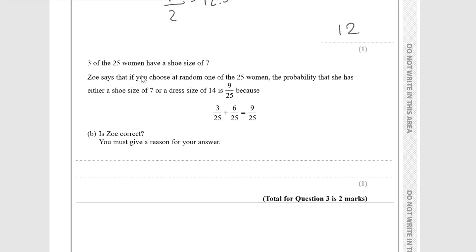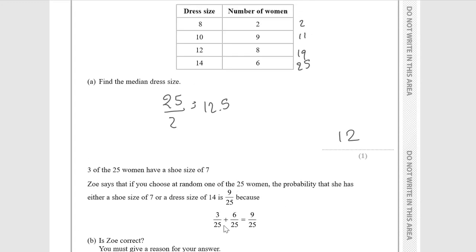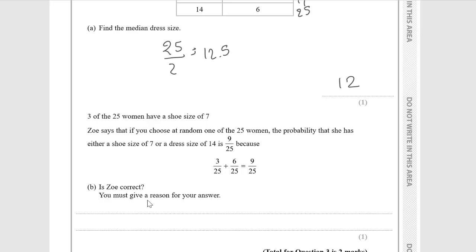Then it says 3 of the 25 women have a shoe size of 7. Zoe says that if you choose at random one of the 25 women, the probability that she has either a shoe size 7 or a dress size of 14 is 9 over 25, because 3 over 25 plus 6 over 25 is 9 over 25. So is Zoe correct? You must give your answer. And so for Zoe, the answer is going to be no.